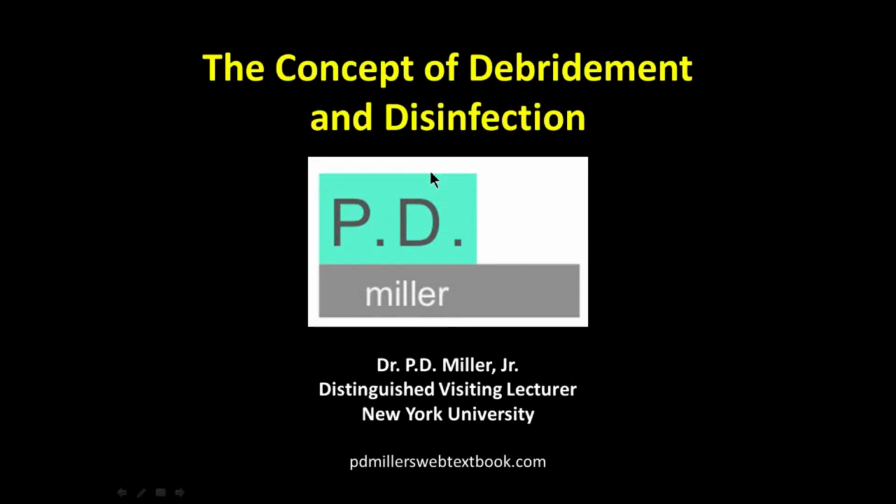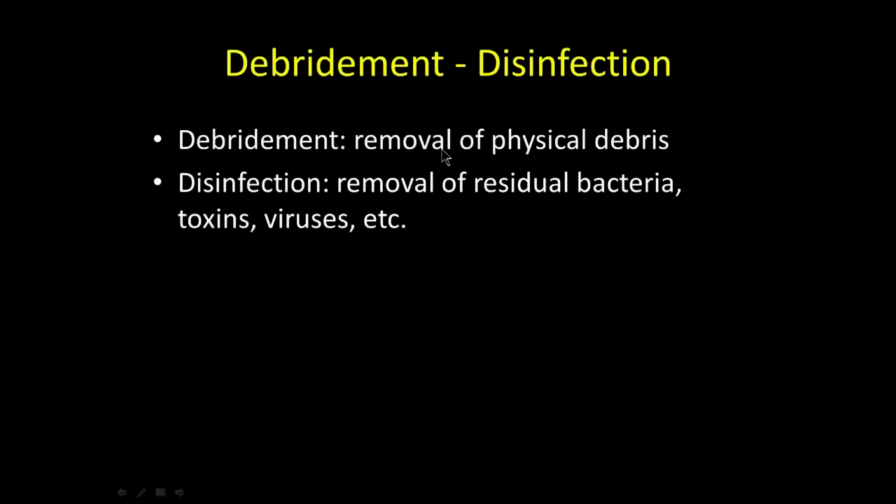The concept of debridement and disinfection. Debridement and disinfection are entirely two different things. Debridement means the removal of physical debris, such as the gummy plaque on teeth. But after the plaque has been removed, then we need to go in there and disinfect, and that is remove residual bacterial toxins and so forth.